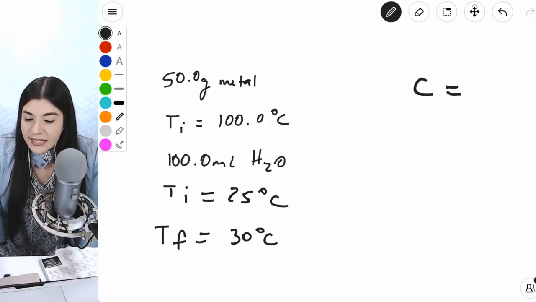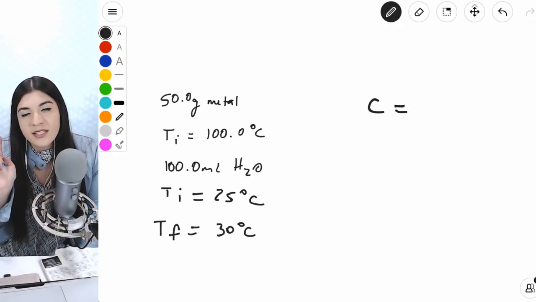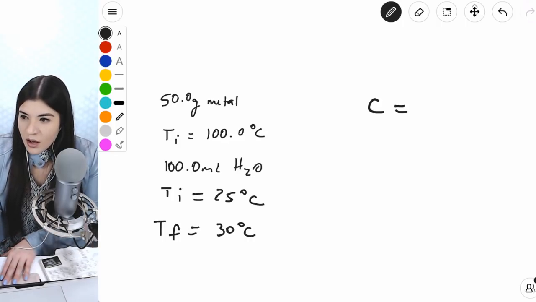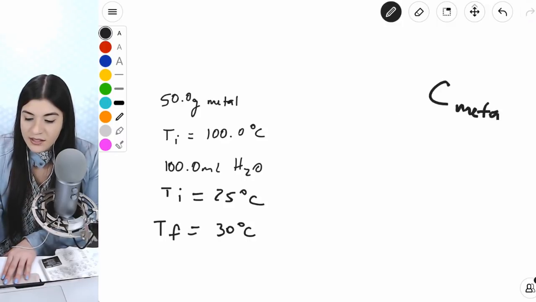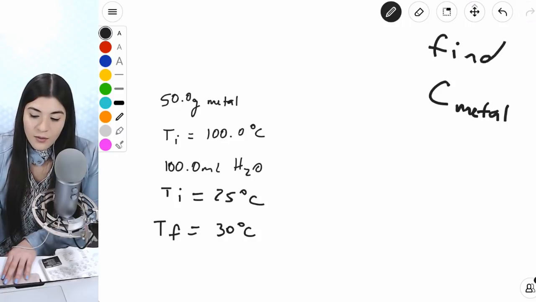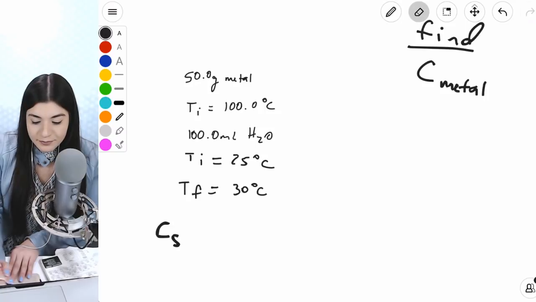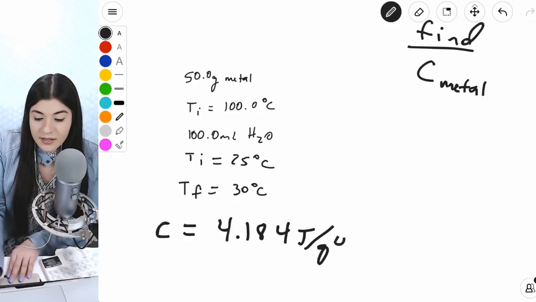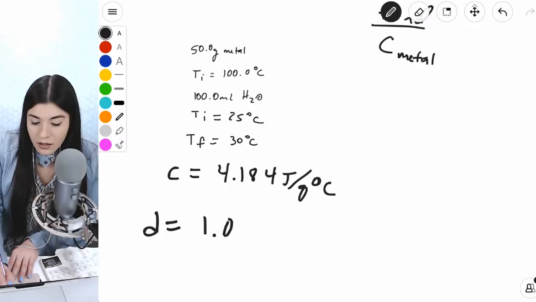The information they expected you to know is the density of water, as well as the specific heat capacity of water, which I'll tell you, but those are definitely ones to know. We're looking for the specific heat capacity of the metal, which we'll get to. The main one to remember for water is 4.184 joules per gram Celsius. Next, the density of water is just 1, so 1 gram per milliliter.